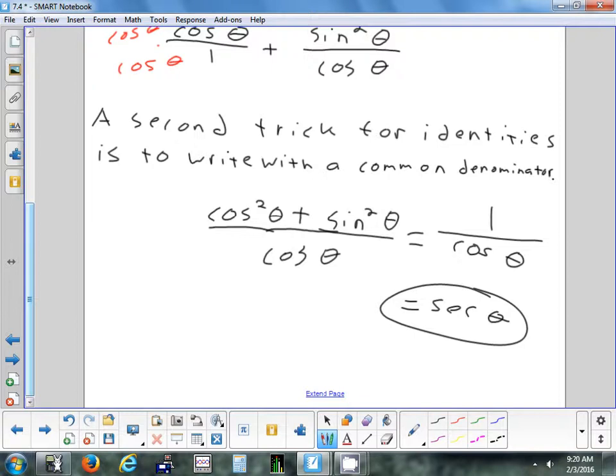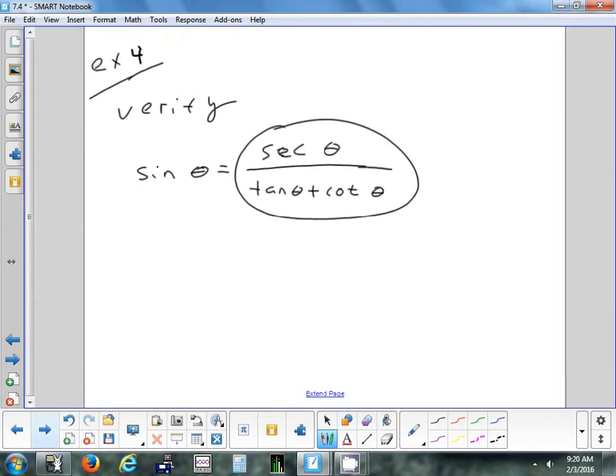Okay, so it's good when you're doing these to maybe have a sheet next to you with the identities, so you don't have to keep flipping. You can just look at your identities. Okay, any questions on that one? All right, let's try our first verify.